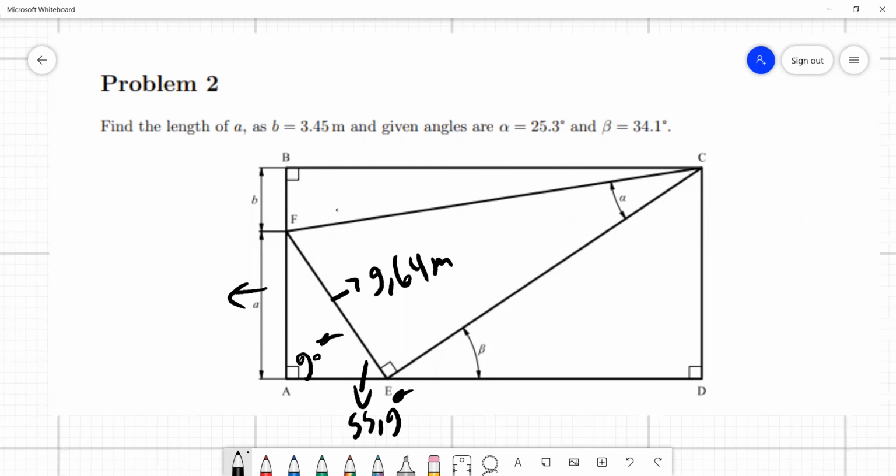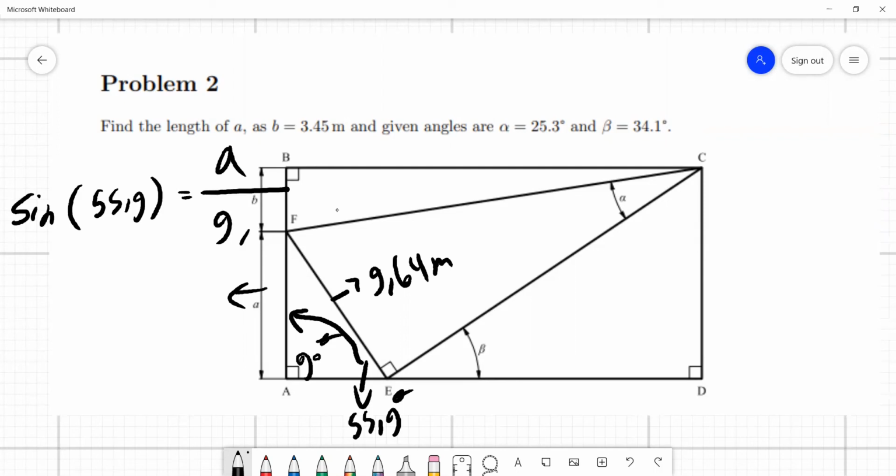Okay, so let's see, from the perspective of this angle, if you use sine, it's opposite. This is exactly what we're looking for, because A is opposite to this. So let's just, without a doubt, use sine 55.9 equaling the opposite, which is A, this is what the question is asking, or this is what we have done all this work for, divided by the hypotenuse, which we found a few minutes ago, 9.64.